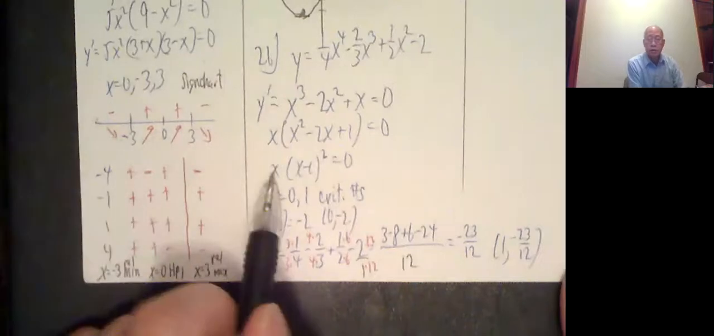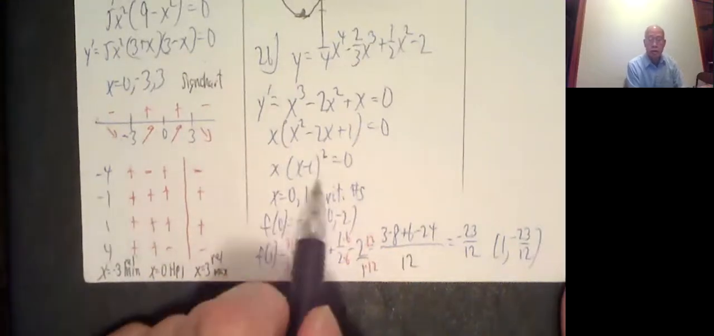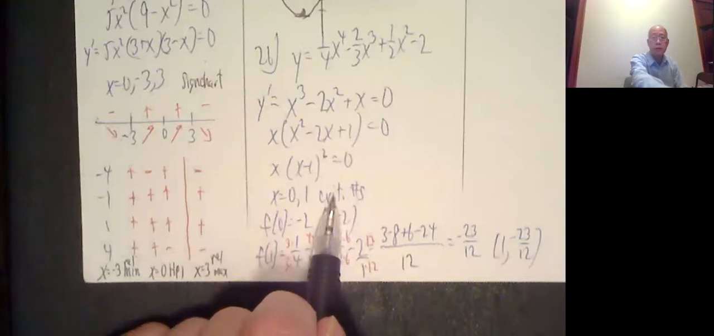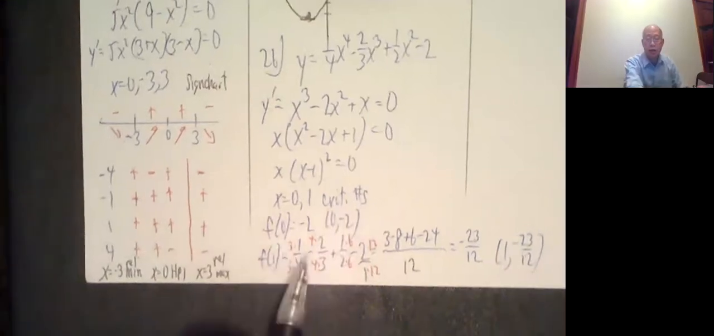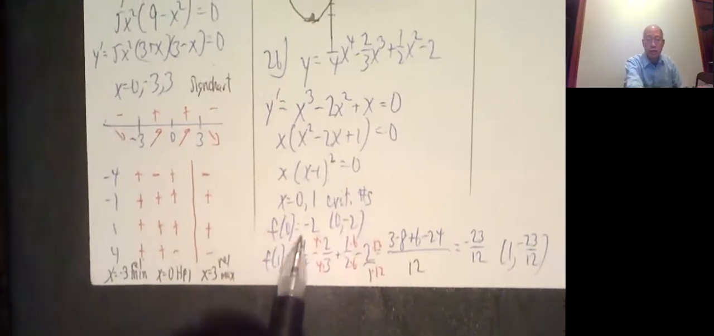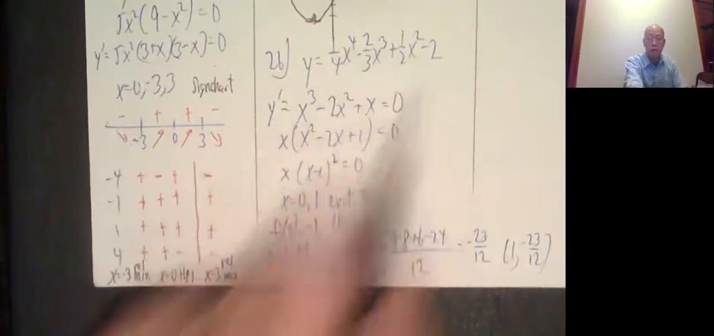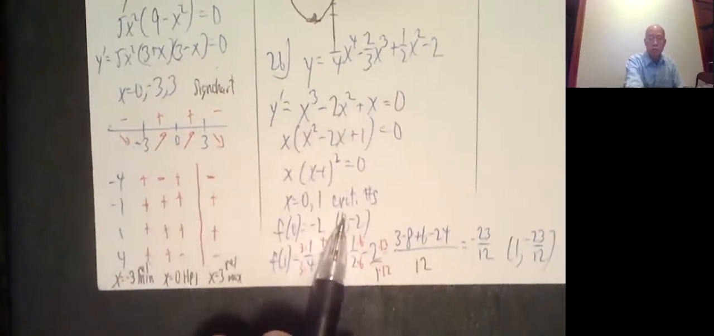Okay, so what makes this 0? 0. What makes this 0? 1. So those are my critical numbers. Okay, let's find the actual y coordinates. F of 0 is negative 2. Look at 0 there, 0 minus 0 plus 0 minus 2 is negative 2.